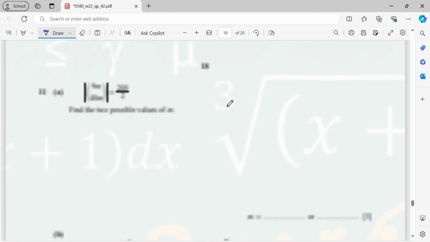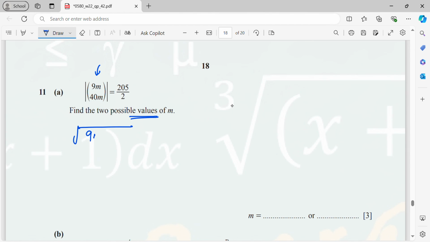Okay, now next question, number 11. So this is a vector, right? Given the magnitude of the vector is 205 over 2, find the two possible values of m. So for the magnitude, we always write the square root of the sum of the squares of the components. So you square the components and sum it.